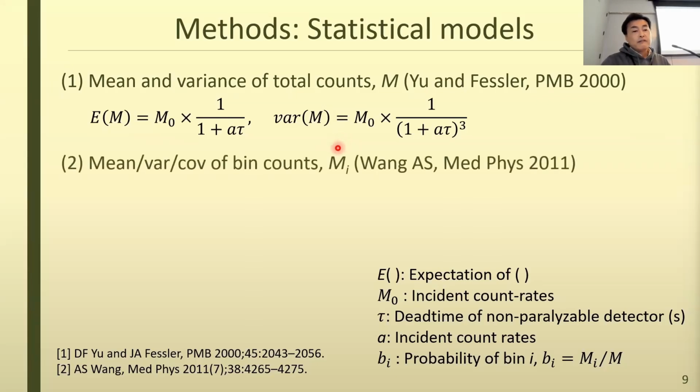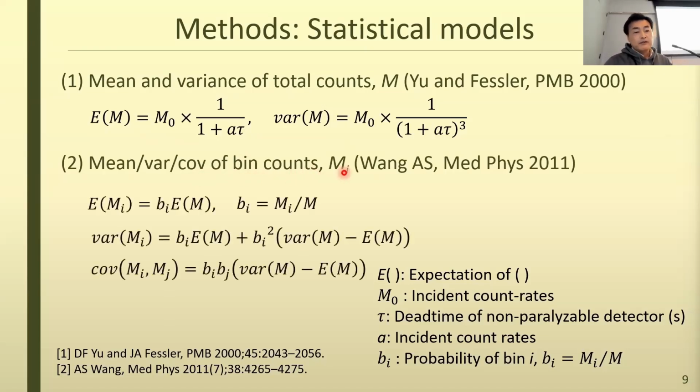Adam Wang derived this measurement-based mean, variance and covariance of the bin data about 10 years ago, and we're going to use it. Just to make a shortcut, the probability of a photon being incident onto a particular bin I was computed based on the measurement. So we don't rely on the statistical model for that prediction part. We started with this B_I obtained from the measurement itself and computed the variance and covariance this way.